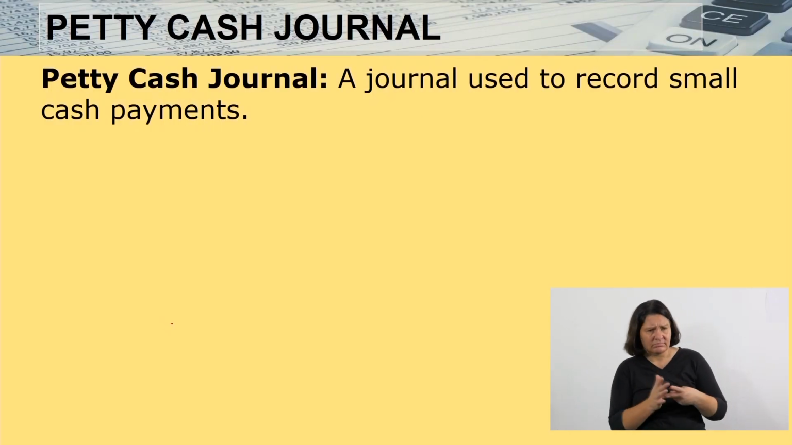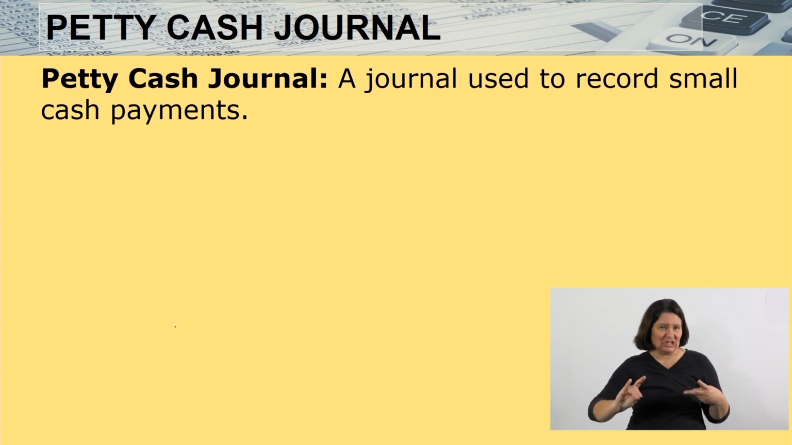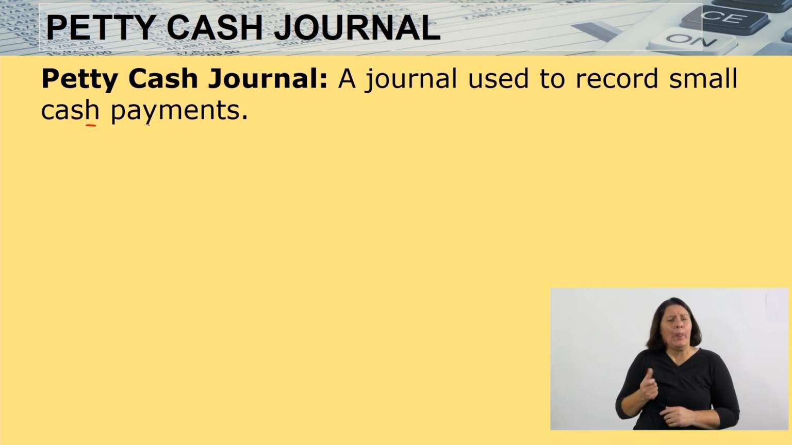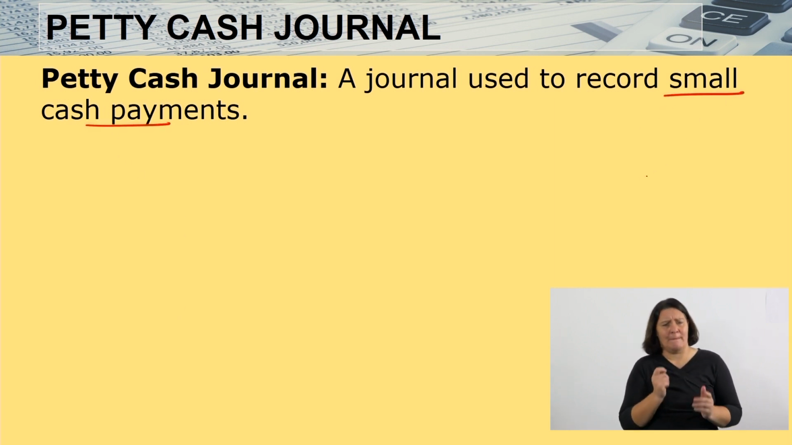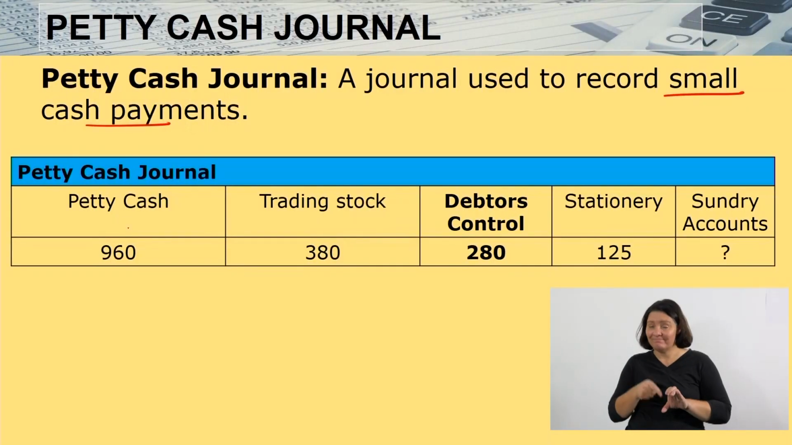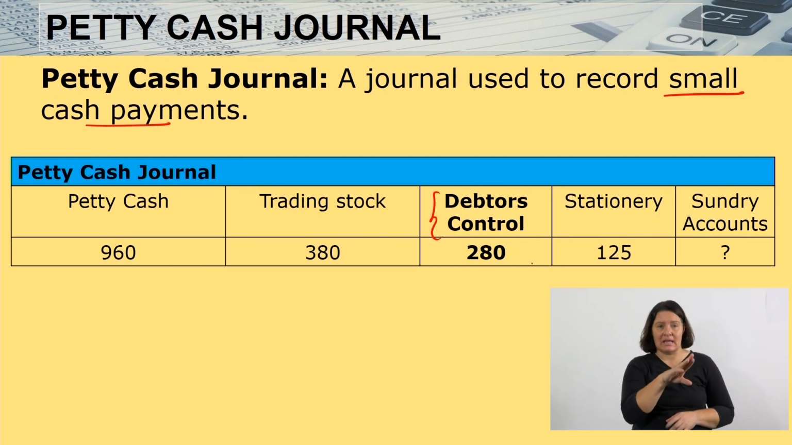The other cash journal that we are looking at is the petty cash journal. The petty cash journal is used to record small cash payments. Very important, small cash payments. The question then is, how does it affect my debtors control? So here is our petty cash journal, and as we see here, we have debtors control and we have 280 rands.